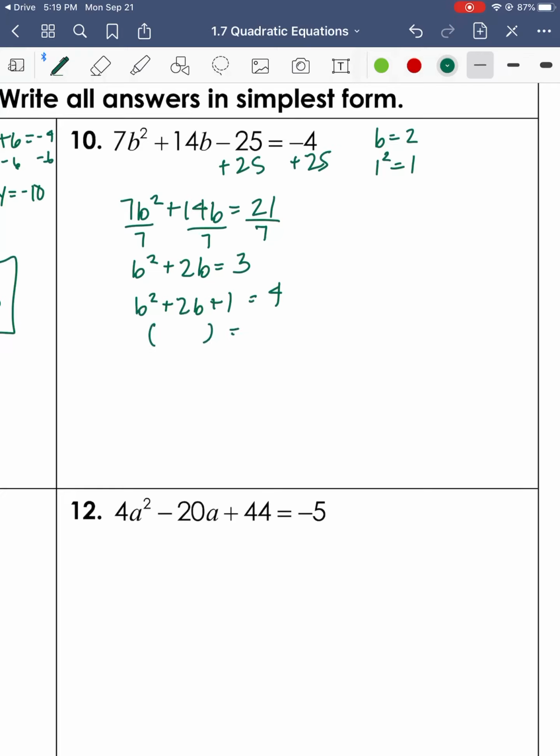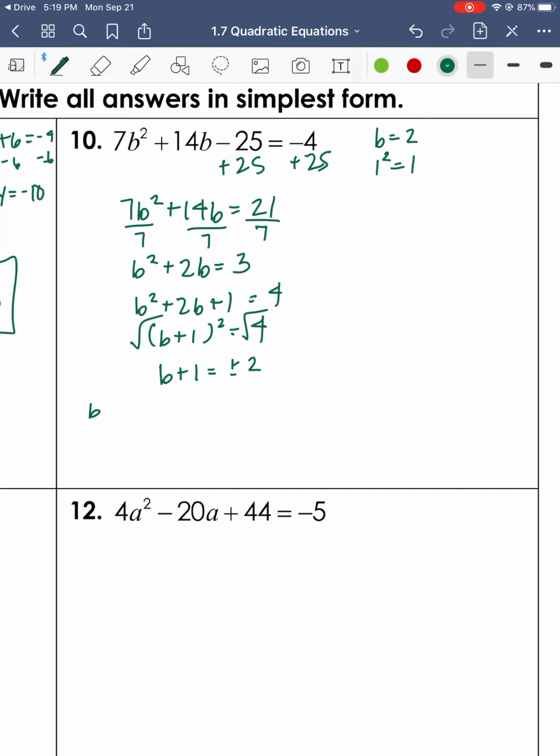Then we're going to factor this perfect square trinomial, which is going to be b plus 1, squared. If you need to factor it as a regular trinomial first to see what it is and then combine it as squared, that's fine too. And then that's equal to 4. We'll take the square root of both sides. We're left with b plus 1 is equal to plus or minus 2.